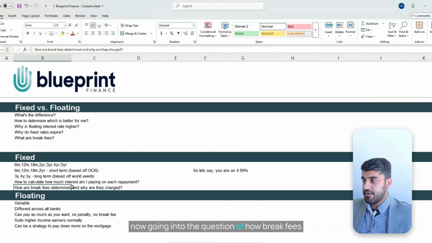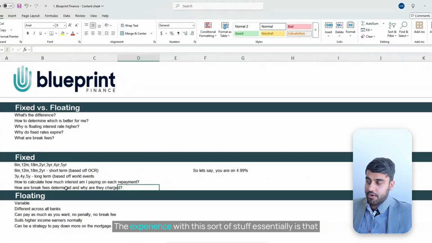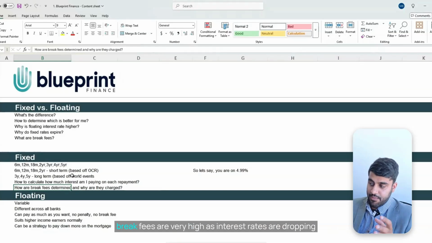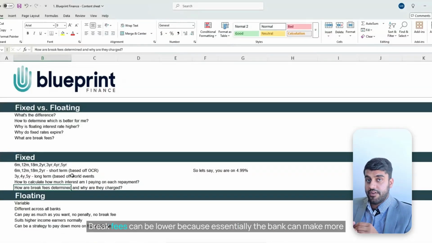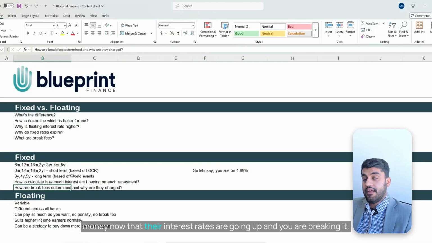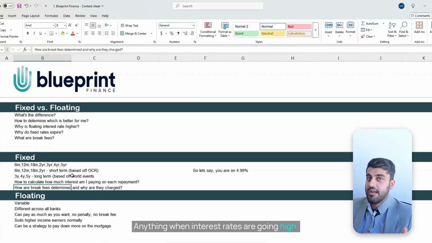Now, going into the question of how break fees are determined and why they are charged, you're breaking a contract that you fixed on and that you promised you would be paying the bank on the money that they lent you. The experience with this sort of stuff essentially is that break fees are very high as interest rates are dropping very fast. When interest rates are rising very fast, break fees can be lower, because essentially the bank can make more money now that their interest rates are going up and you're breaking it. Do you know what I mean? But you wouldn't be breaking anything when interest rates are going high. So essentially this is an exercise which happens when interest rates are dropping.